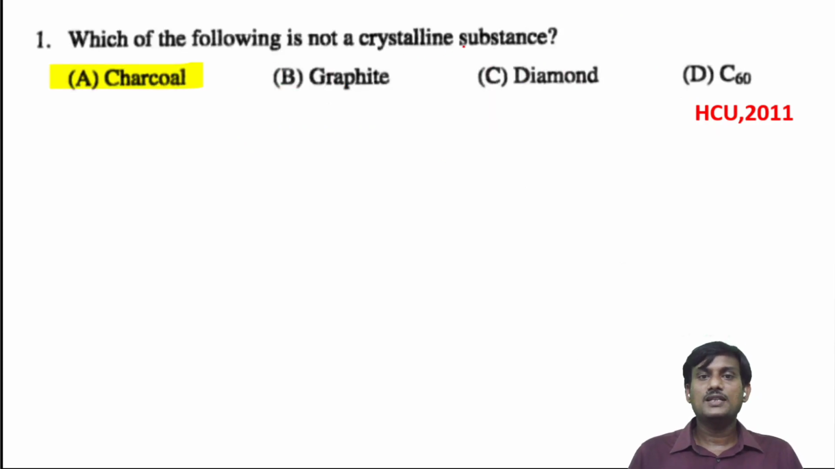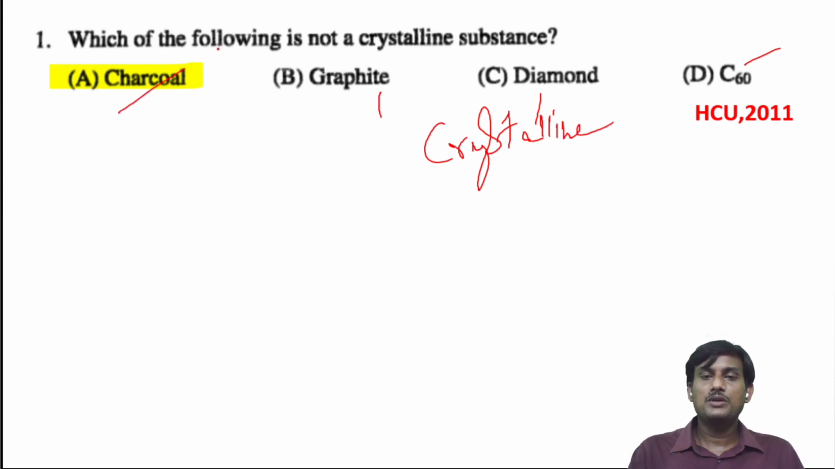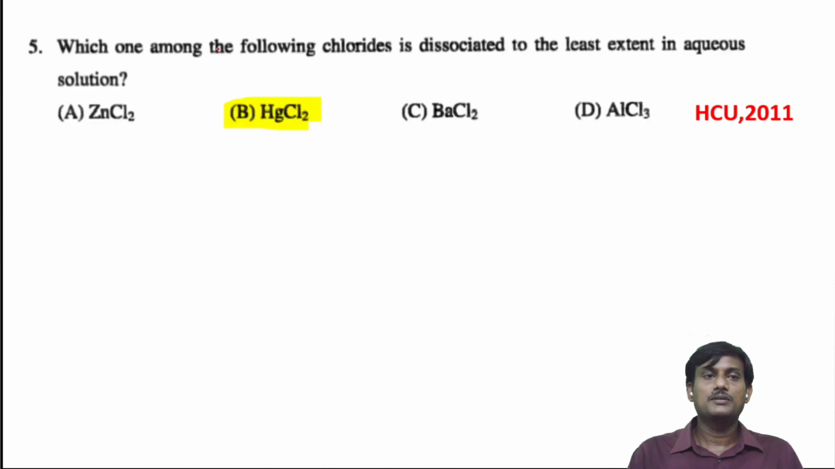Which of the following is not a crystalline substance? Graphite, diamond, and Buckminsterfullerene are all crystalline forms of carbon. Charcoal is an amorphous form of carbon.